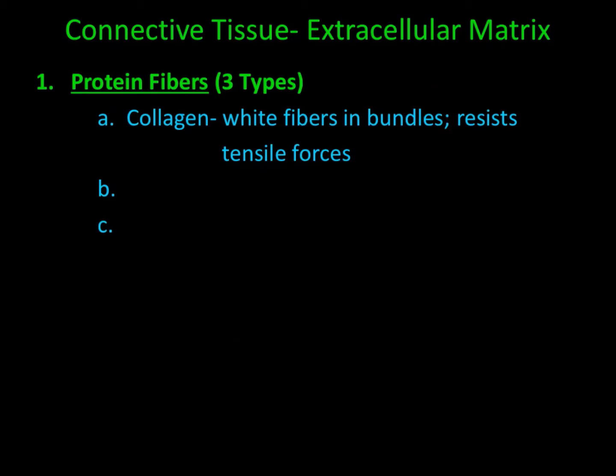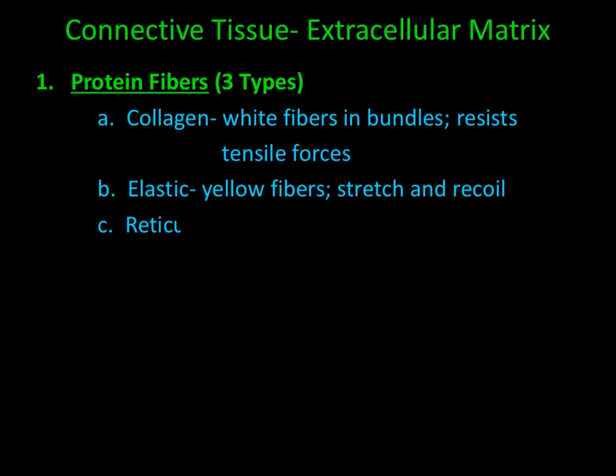The second type of protein fiber is elastic fiber. Elastic fibers are yellow and have the ability to stretch and recoil. And finally, the last type of protein fiber are reticular fibers. Reticular fibers are fibers that help anchor structures within the connective tissue.